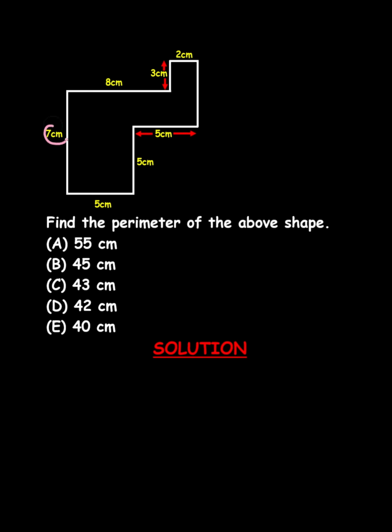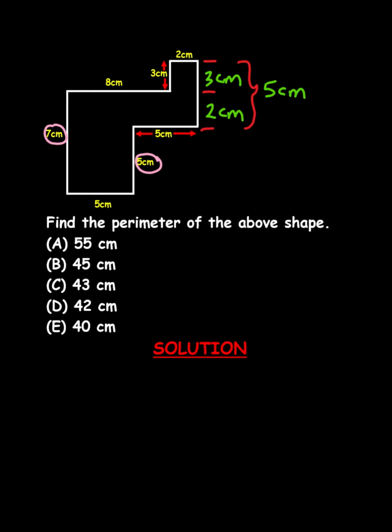If this side is 7 centimeters, and here is 5 centimeters, then 7 centimeters minus 5 centimeters gives 2 centimeters. And here 3 centimeters. Therefore, 3 centimeters plus 2 centimeters gives 5 centimeters.